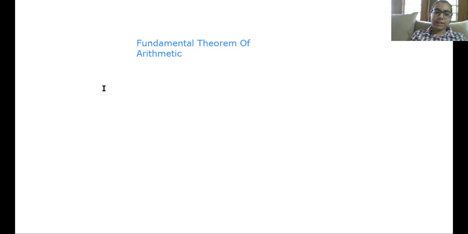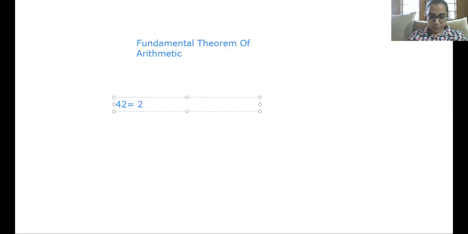For example, take any number, 42, right? 42 equals 2 into 3 into 7, right? That's the prime factorization. What does the fundamental theorem of arithmetic say?